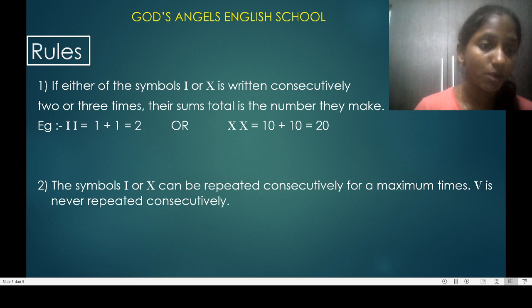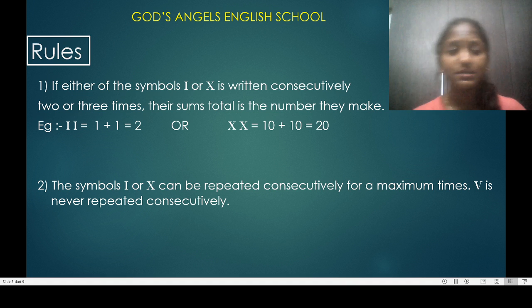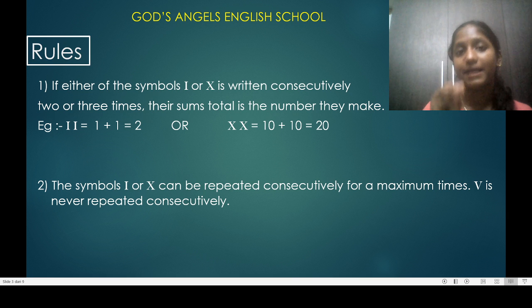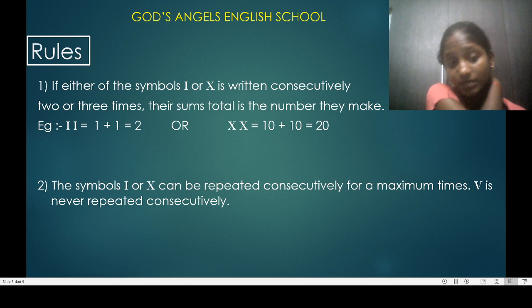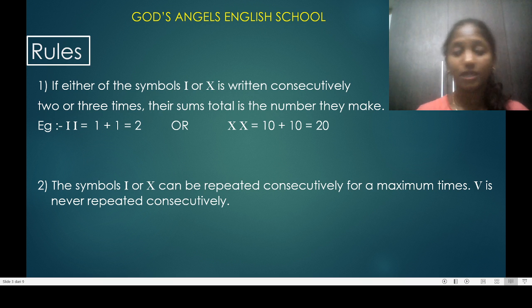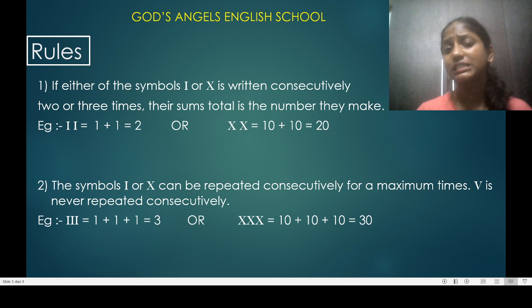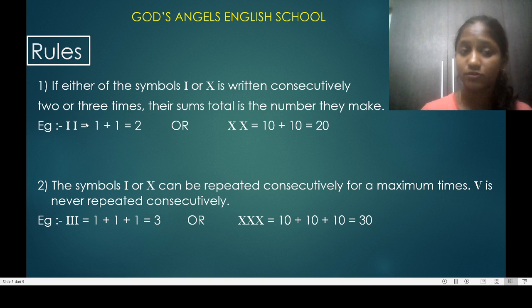The second condition was that the symbols I, the Roman numeral 1, and X, the Roman numeral 10, can be repeated consecutively, but a maximum of three times, not more than that. The Roman numeral 5 is never repeated consecutively. Apart from 5, whichever number comes in between 1 to 10, if repeated consecutively, then the numbers will make an addition. So there also will be the addition.